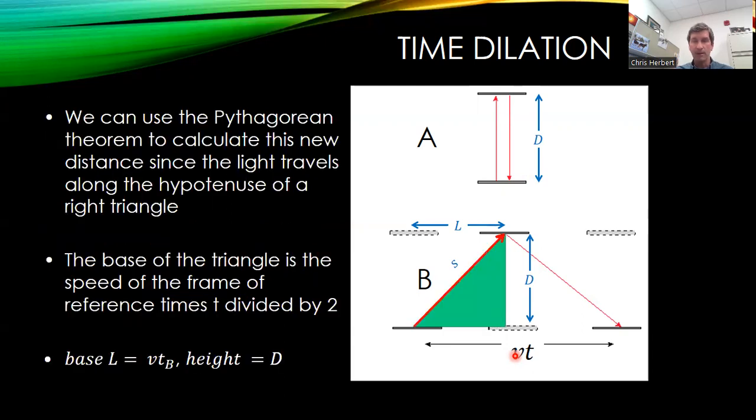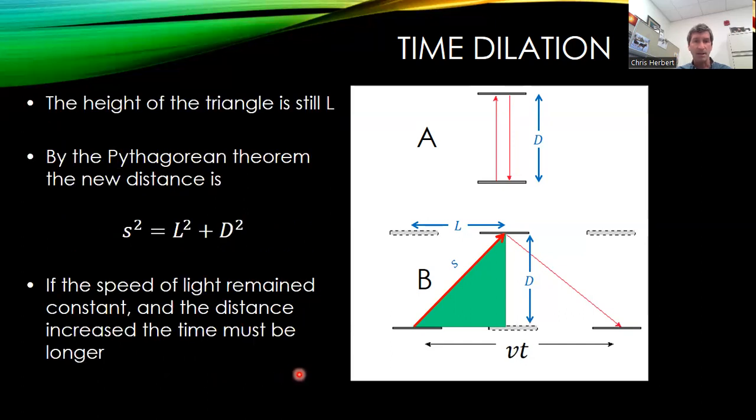So how do we determine this distance and how it depends on velocity? So again, if we see this, we can see that L is going to be equal to V times T_B, the time that observer B sees. V is the velocity of the frame of reference, or the car in this case. And again, D represents the height. So this hypotenuse, this distance s, and remember we travel s plus s, this distance s squared is going to be equal to L squared plus D squared.